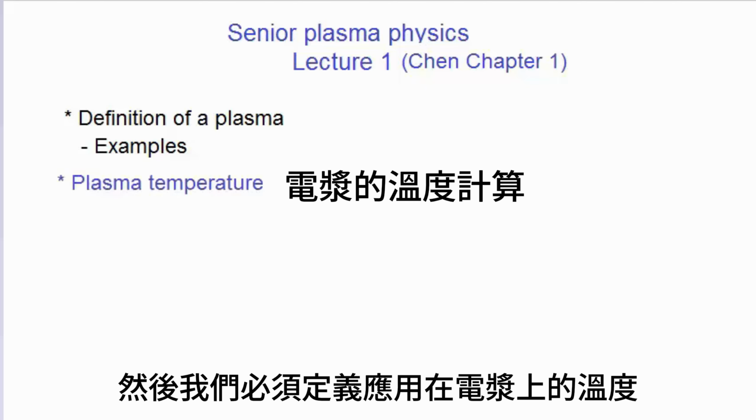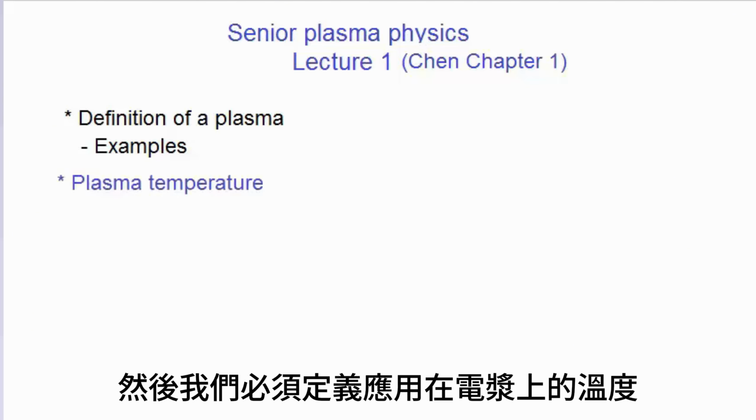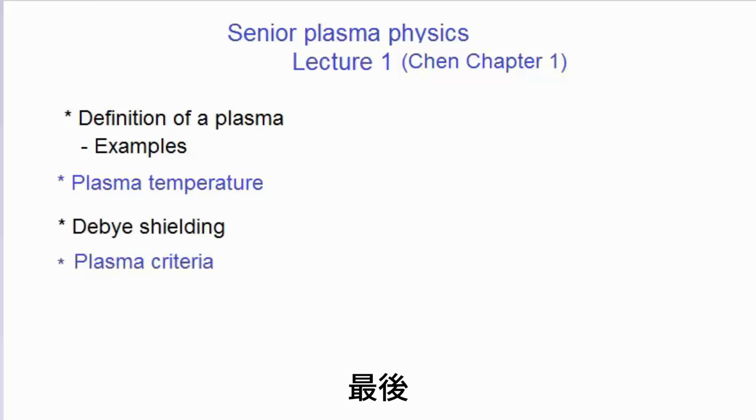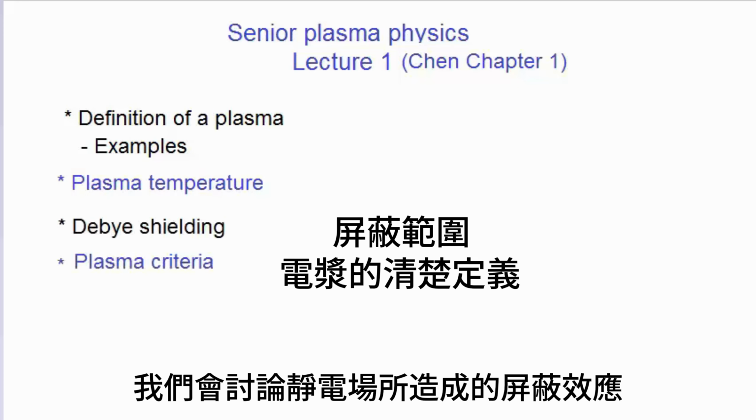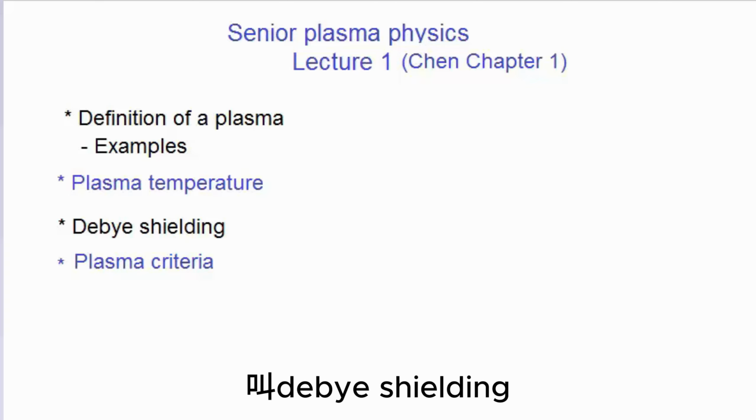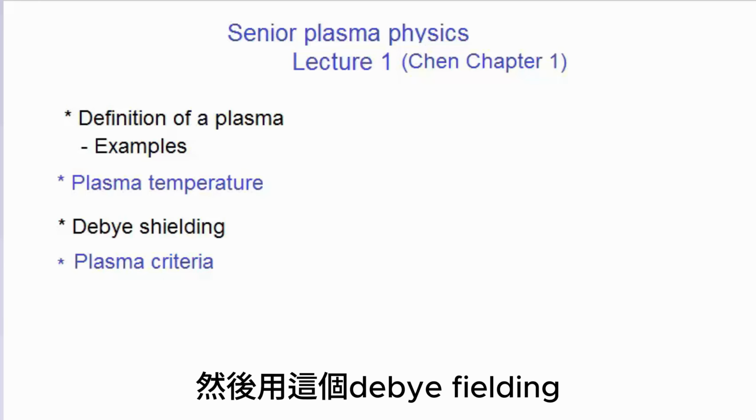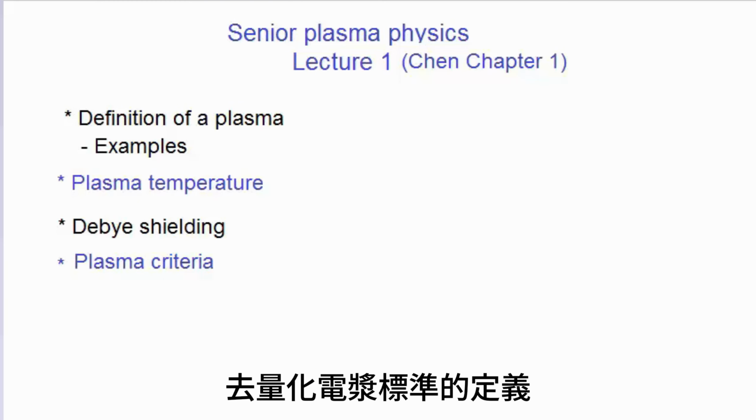We then need to define the temperature as it applies to a plasma. Finally, we need to talk about the type of electrostatic shielding that occurs within a plasma known as Debye shielding and how this can be used in obtaining more quantifiable criteria for the definition of a plasma.